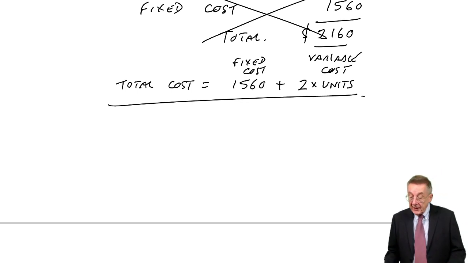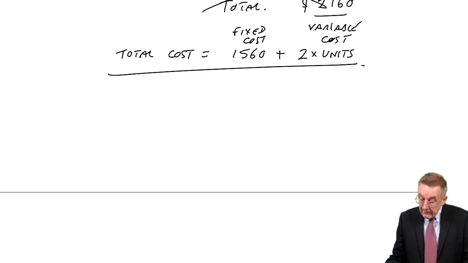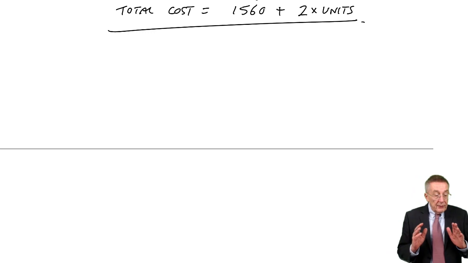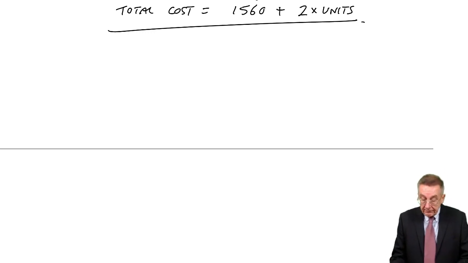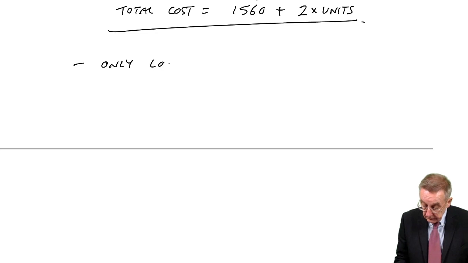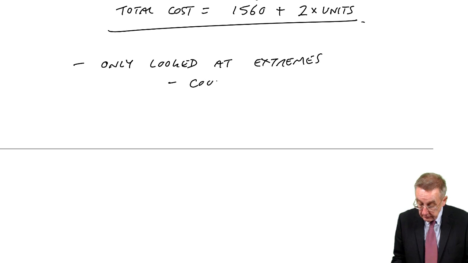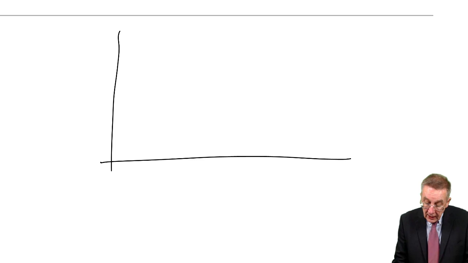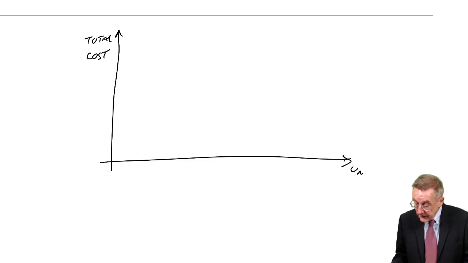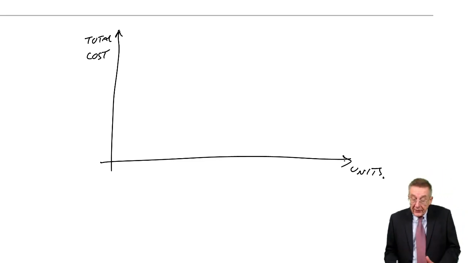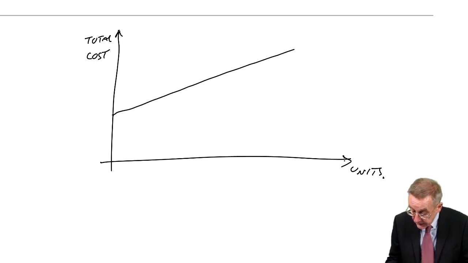Okay, so it's a nice, easy approach. However, there are problems with it. In that, firstly, we've only looked at the extremes, which could make it distorted. Let me explain what I mean. You see, if we drew a little graph showing the total cost against the number of units, in a perfect world, we'd have a line like this.